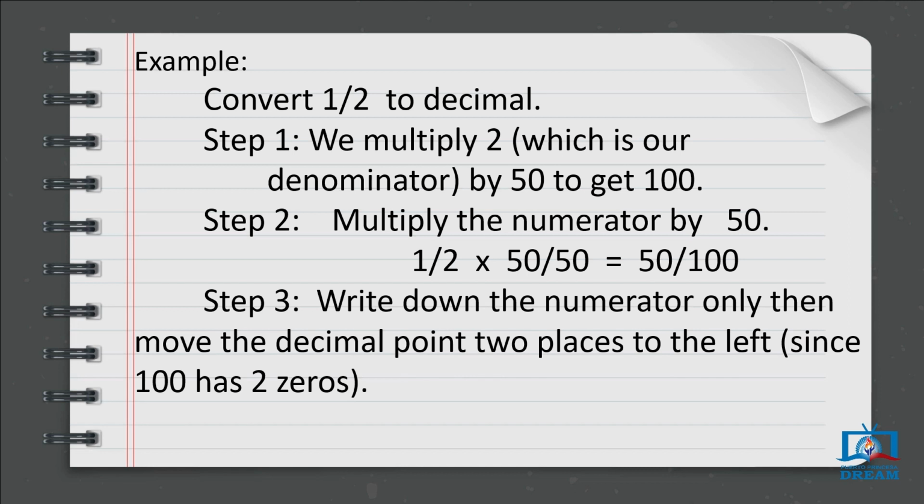Step 3. Write down the numerator only. Then move the decimal point 2 places to the left, since 100 has 2 zeros. So we have 50 will become 0.50. How did this happen? We moved the decimal point 2 places to the left. So we get the final answer as 0.50.